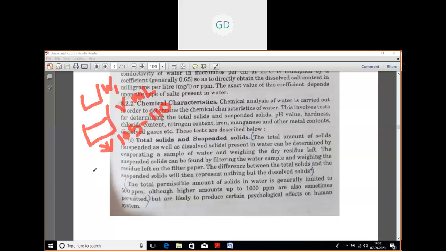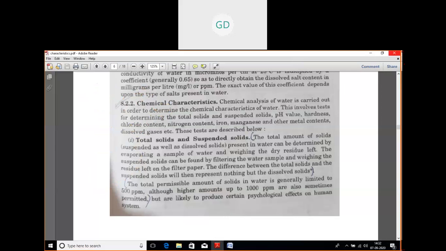Then what will happen? The water, obviously, will evaporate. So after heating, the total solids will remain in that beaker, and the water will evaporate. Now if you weigh that beaker, let the weight be W2. And W2 will be the weight of the beaker and the weight of your total solids.